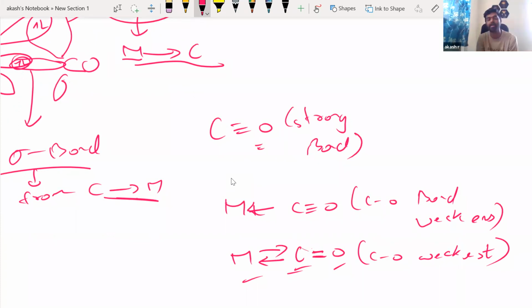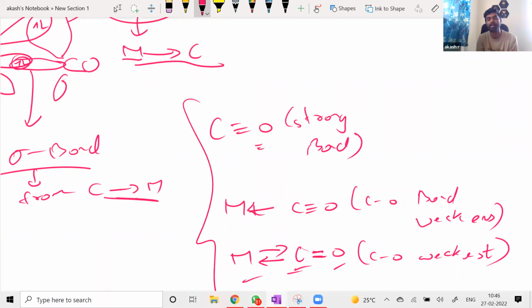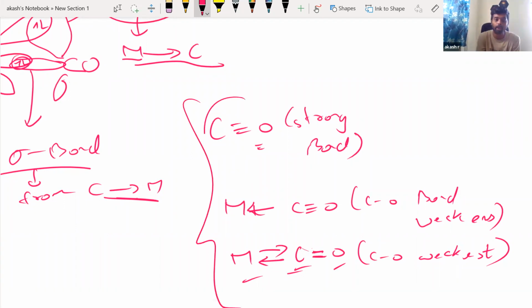This is also a very important point. They'll ask you in the question, why is it that in free carbon monoxide the carbon-oxygen bond is very strong, whereas in the metal carbonyl the CO bond weakens? You have to tell that because of the pi bond formation, the carbon-oxygen bond becomes a double bond, and that's the reason why it is going to become weakened. That is how we need to answer these kinds of questions, right?